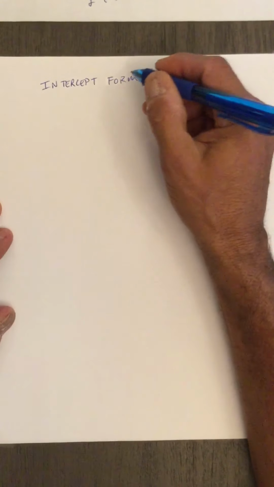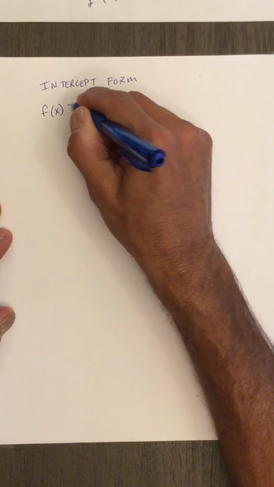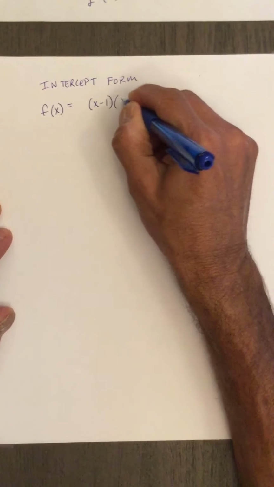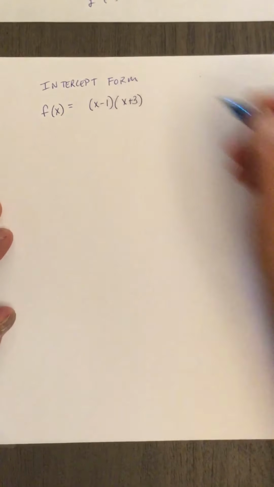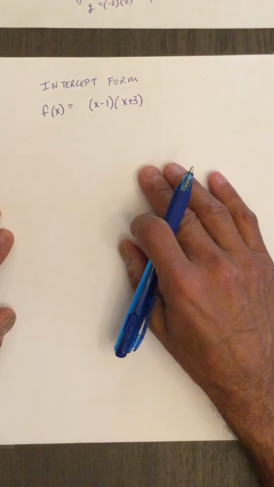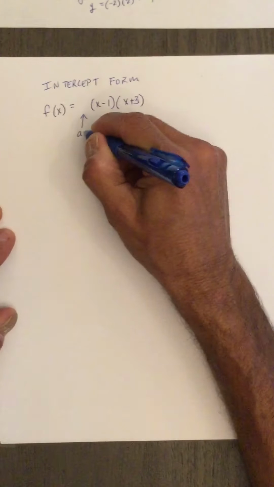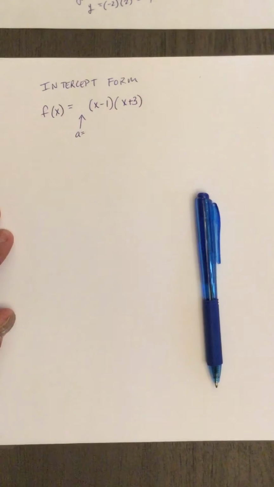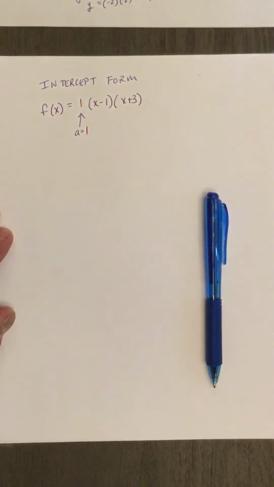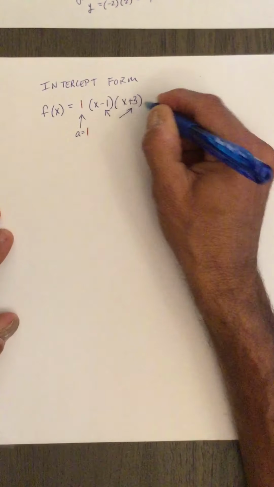And let's say I gave you a problem like this, f of x, and remember that f of x is like y. And then it says x minus 1 and x plus 3, right? Okay, that's my problem, right? So what is a right here? What's a equal to? Well, in this case, there isn't anything there, so that means a is equal to 1, right? Now, my x-intercepts are right here and right here.